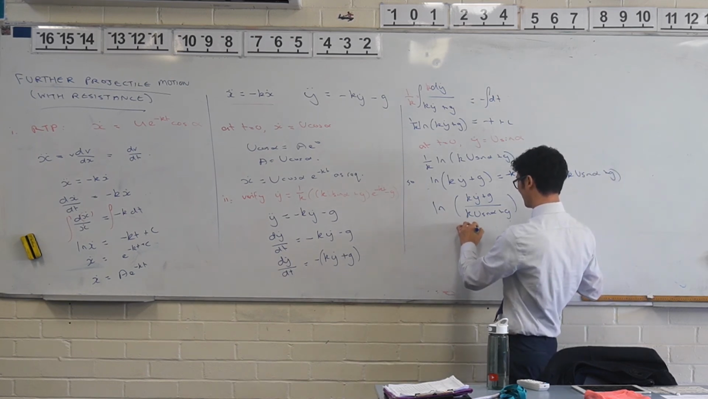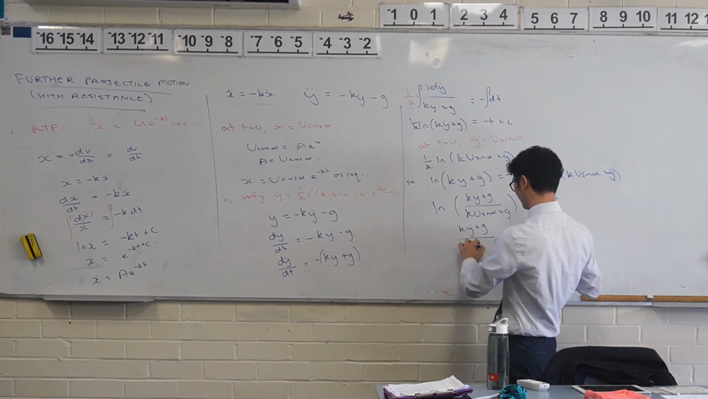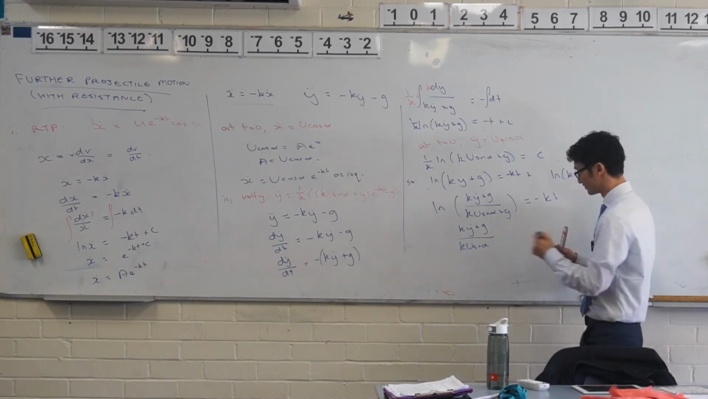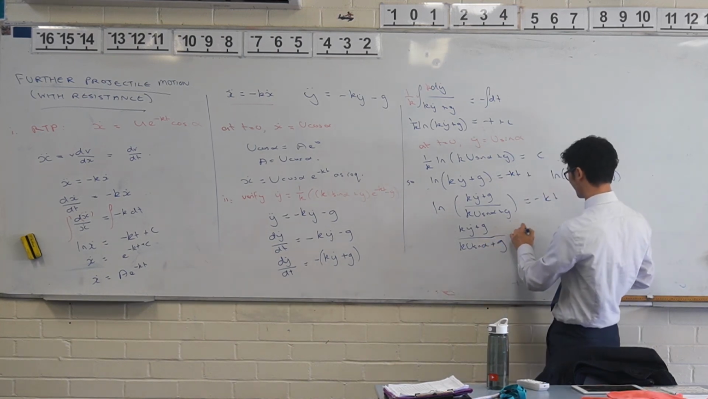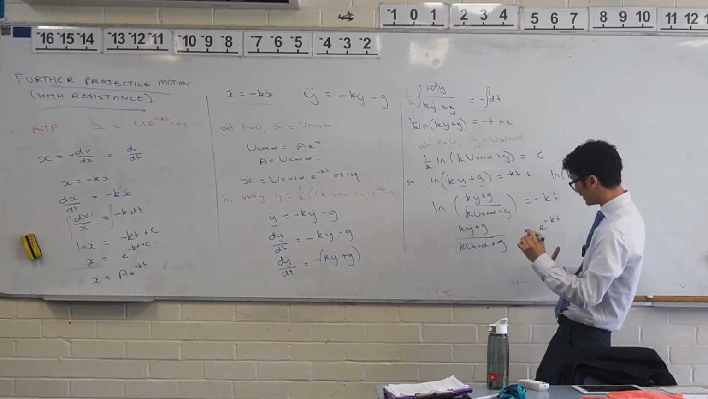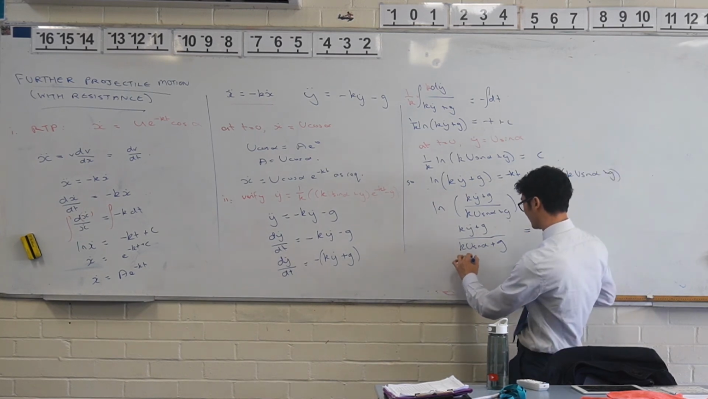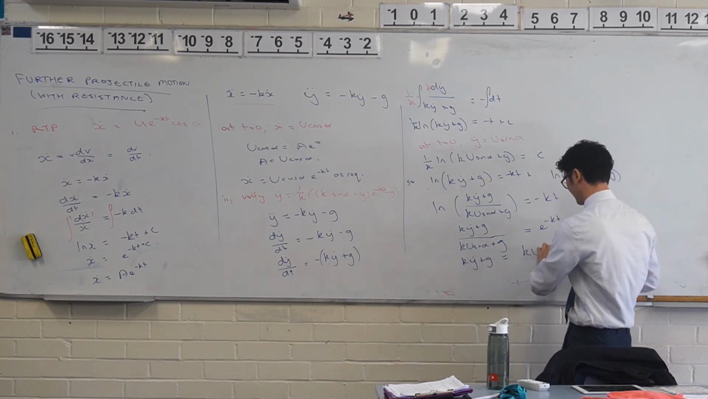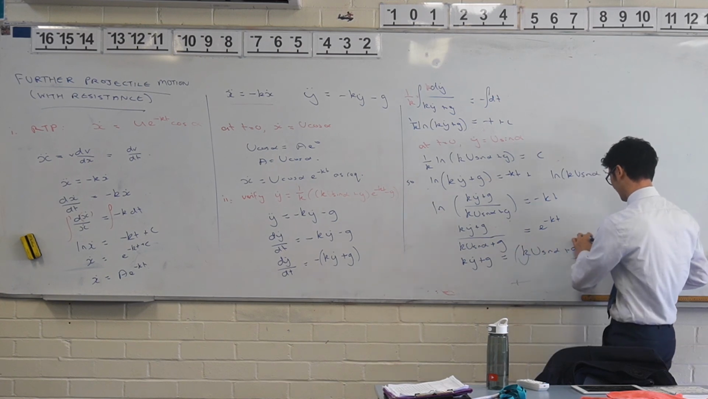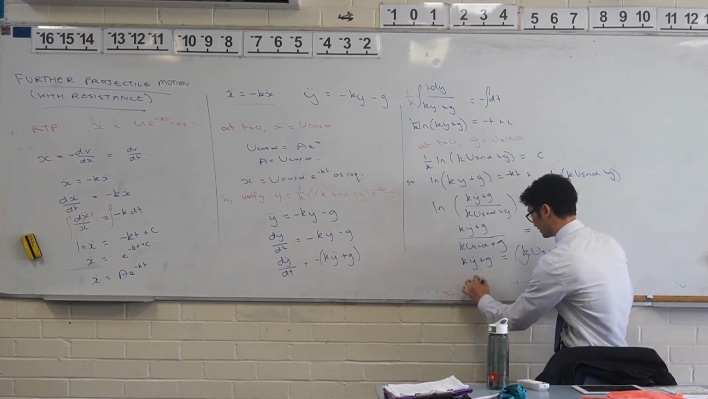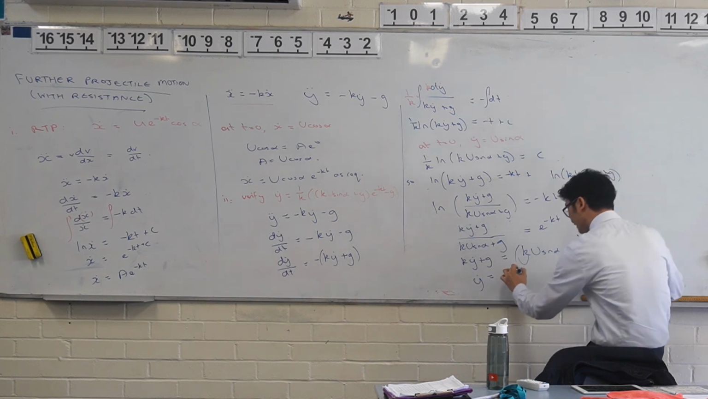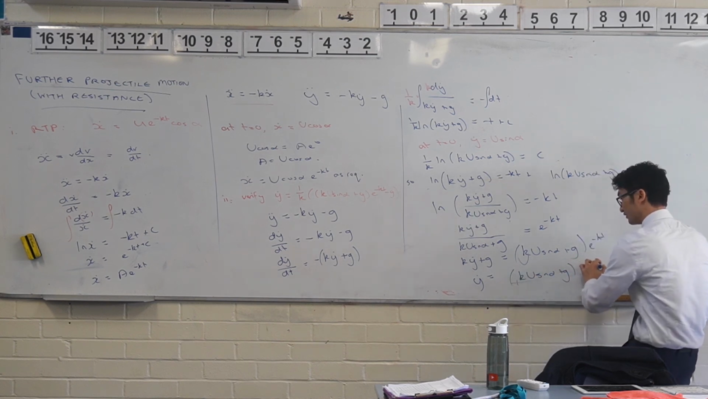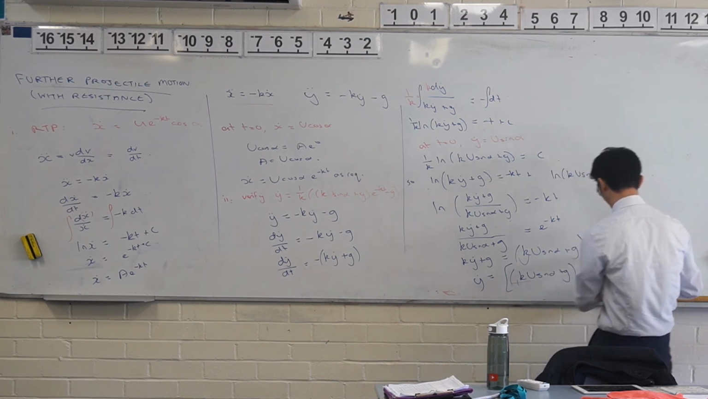So (k y dot plus g) over (k u sine alpha plus g) equals e to the minus kt. Oh, that's meant to be under the fraction. Don't make transcription errors, guys. And we're pretty much there, so just multiply it out: (k u sine alpha plus g) e to the minus kt. And then we can do this in one step: (k u sine alpha plus g) e to the minus kt, take away g, outside of 1 on k.